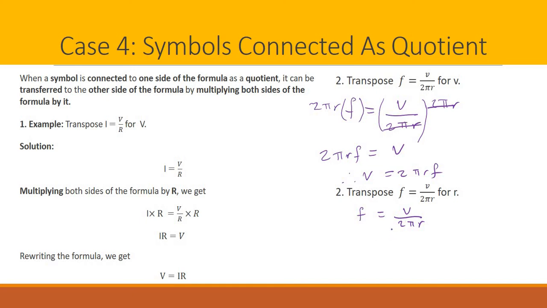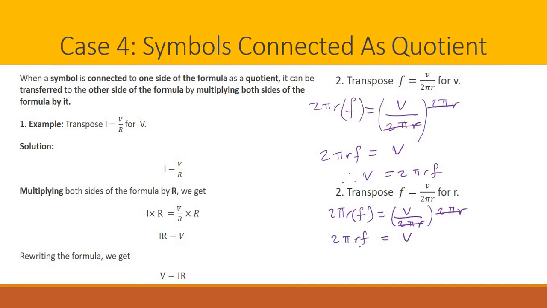So again, we could multiply both sides by 2 pi R, and that will allow us to get the R in the numerator. So let's do that. We're going to multiply this side by 2 pi R, and we're also going to multiply this side by 2 pi R. By multiplying both sides by 2 pi R, we cancel 2 pi R here, and on the right, we're left with V. And on the left, we will end up with 2 pi R F, right?